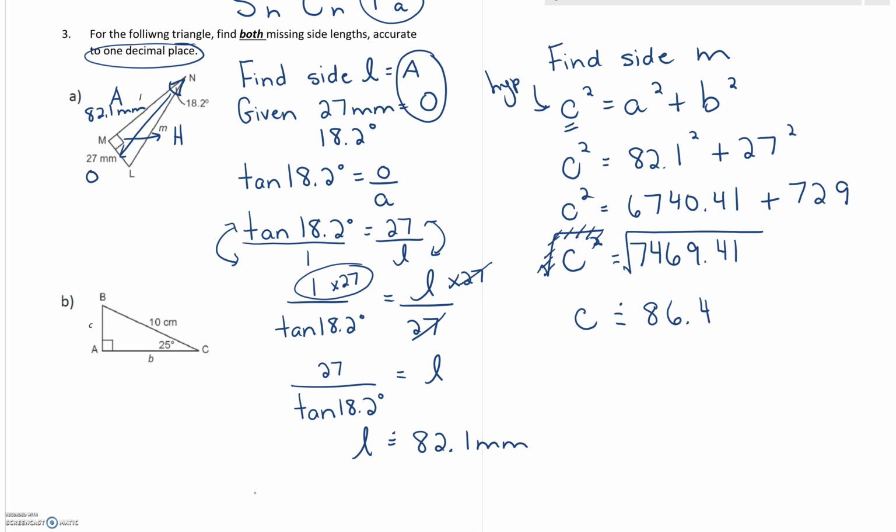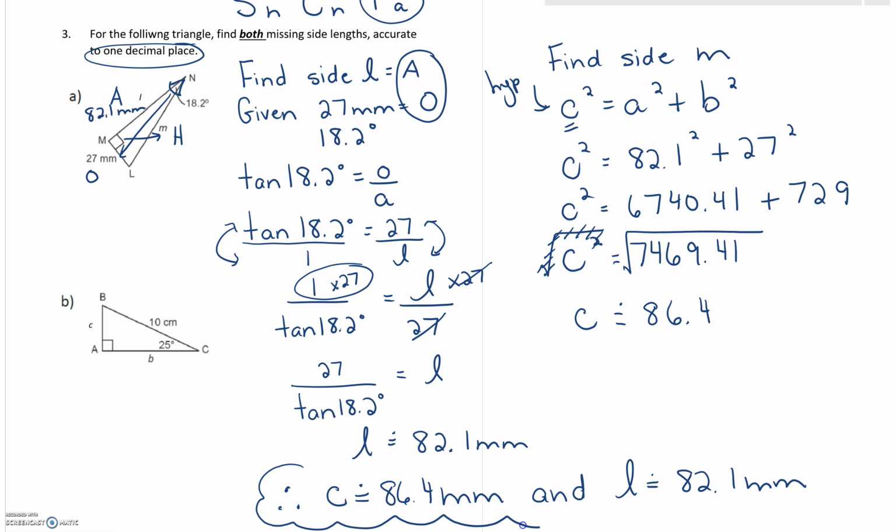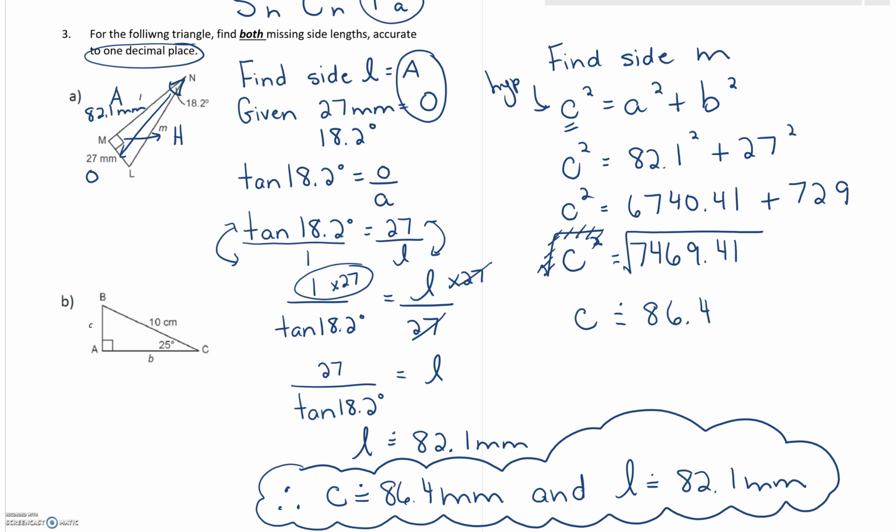So again, because we're missing both side lengths, I need some type of little therefore statement. So therefore, side C is approximately 86.4 millimeters, and side L is equal to approximately 82.1 millimeters. And this is what I'm ultimately looking for. Okay, so just the side lengths in this case. So you have two examples, one with Pythagorean theorem, finding the hypotenuse, and one using SOHCAHTOA to find some missing sides. So it doesn't matter which one you find first, but this definitely needs to be practiced.